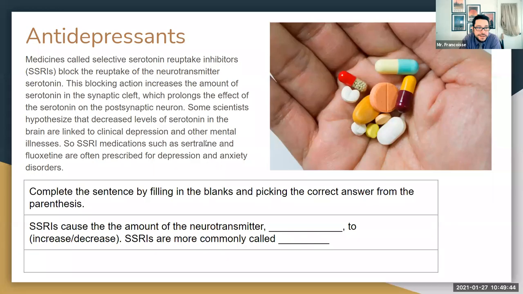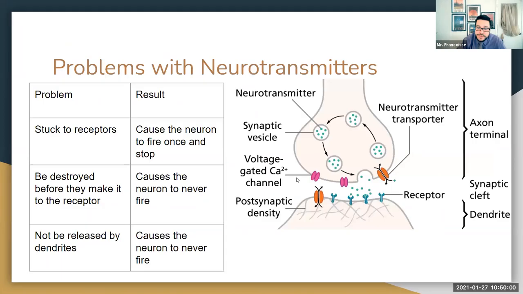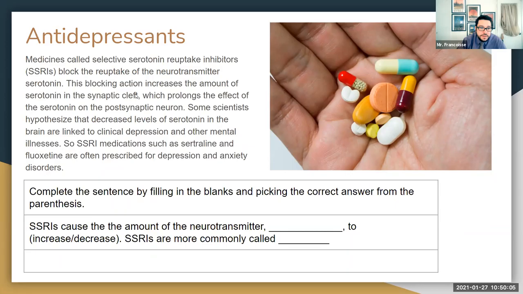So our serotonin reuptake inhibitors, SSRIs, block the reuptake of serotonin. So what does that mean, right? The blocking action increases the amount of serotonin in the synaptic cleft, so this area here, which prolongs the effects. Some scientists hypothesize that decreased levels of serotonin in the brain are linked to clinical depression. So these medications help treat that depression or anxiety.